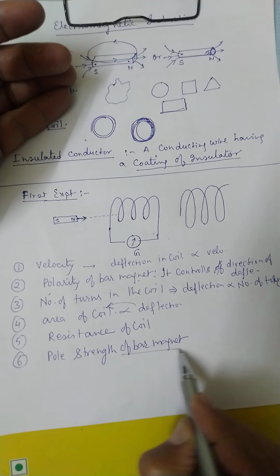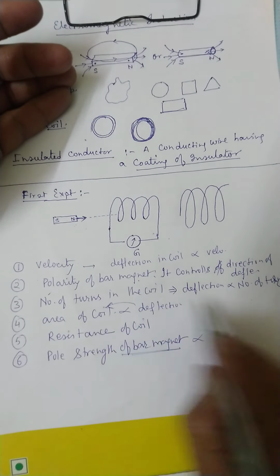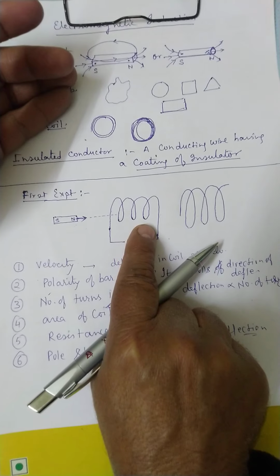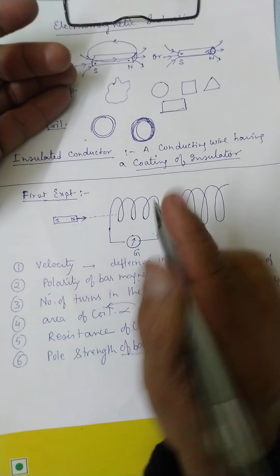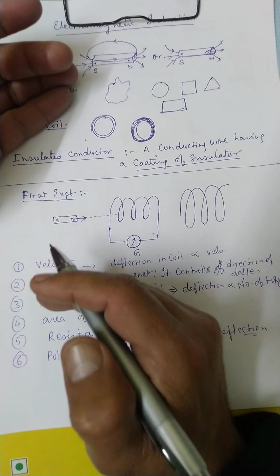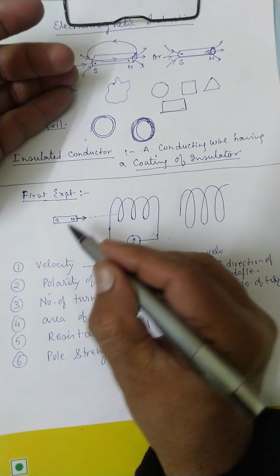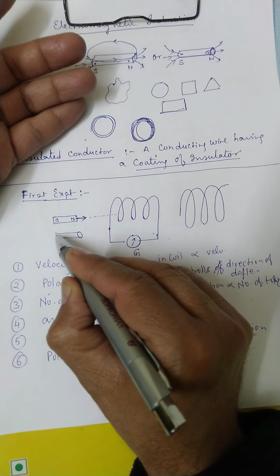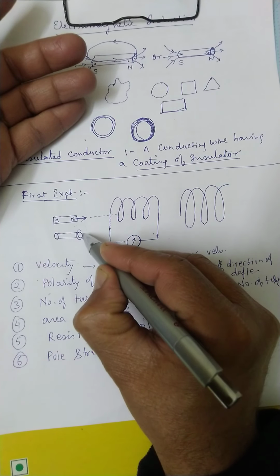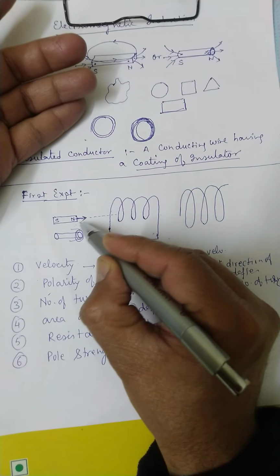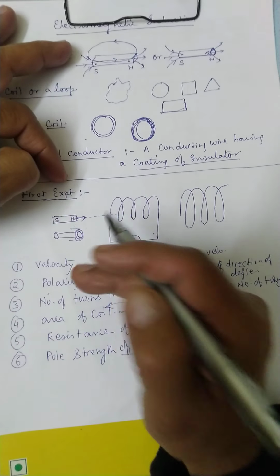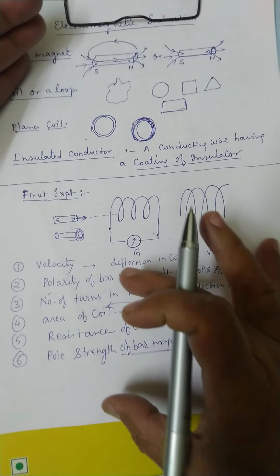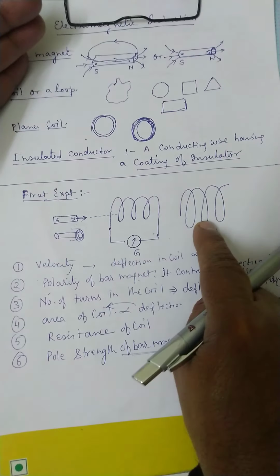Now pole strength of the bar magnet again plays a very important role, and you will see that the deflection is directly proportional to the pole strength. What does it mean? It means if I take different magnets of different pole strength, and some of you might be knowing that pole strength depends upon the area of cross section also. So if you consider a bar magnet of larger pole strength, then the deflection will rise in the same proportion. So these are the main 6 observations which were found in this experiment.